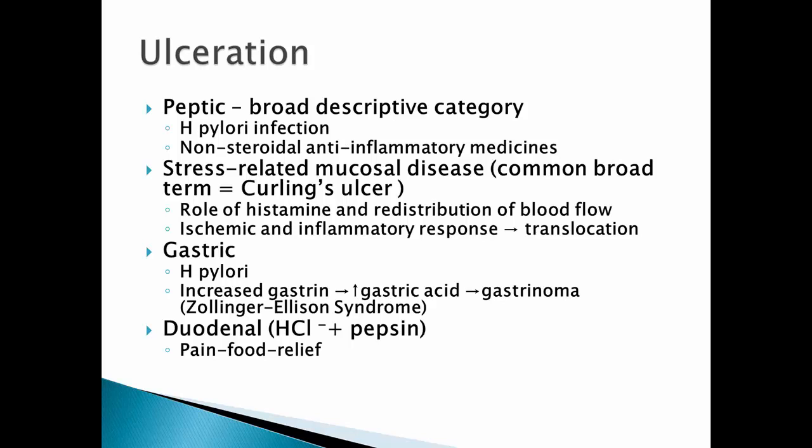The last type of ulceration we'll talk about briefly is a duodenal ulceration. Duodenal ulcerations are generally due to increased hydrochloric acid as well as the activity of pepsin. One of the differences in the manifestation between a duodenal and a gastric ulcer is this: in a duodenal ulcer you have a pain-food-relief syndrome. And what that means is an individual with a duodenal ulcer will have discomfort, then when they eat something, they get relief. This is not true of a gastric ulcer.